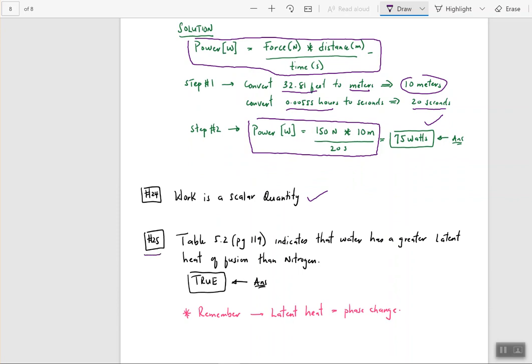Number 25, again, this particular question is really testing to see how you can utilize a table and extract information. So here, table 5.2 on page 119 is illustrating that water has a greater latent heat of fusion than nitrogen. Always keep in mind, if you forget what latent heat means, it's just the amount of energy it's going to take to initiate a phase change.